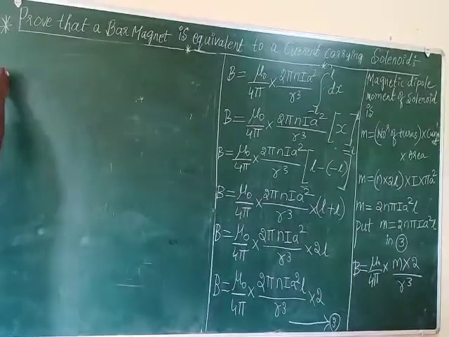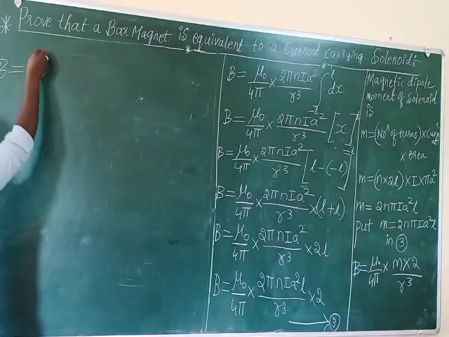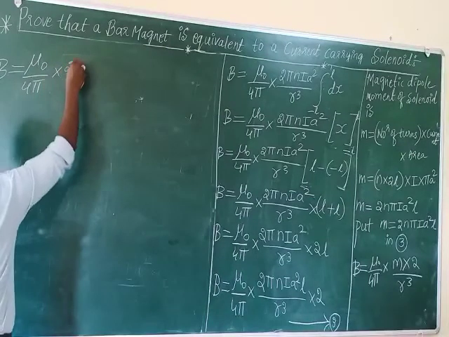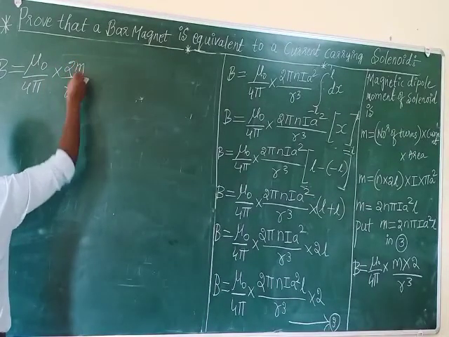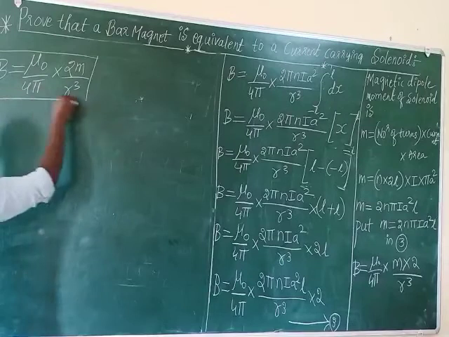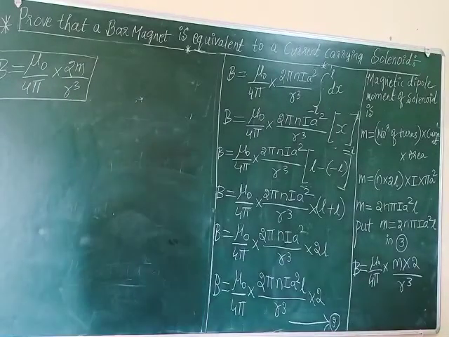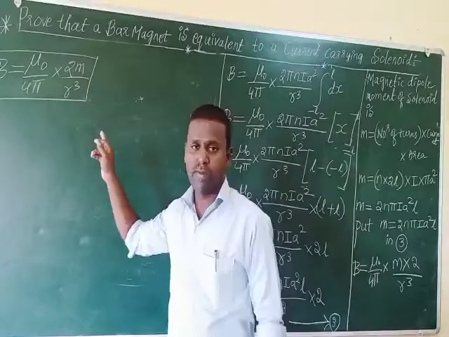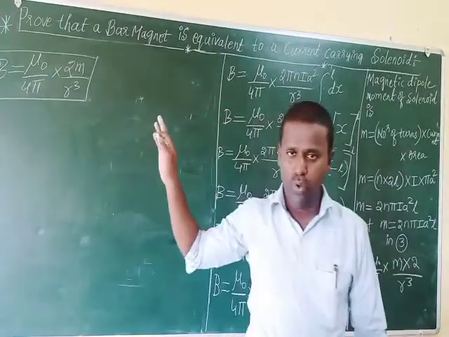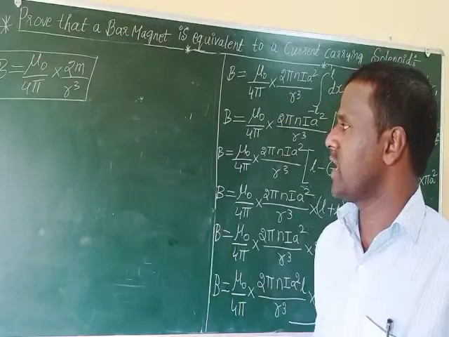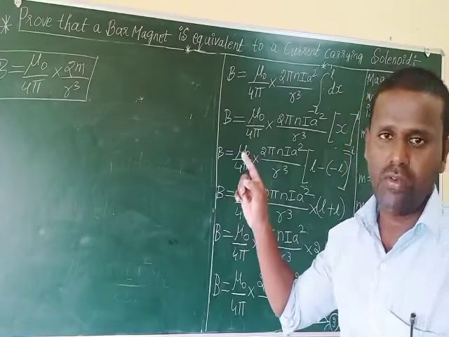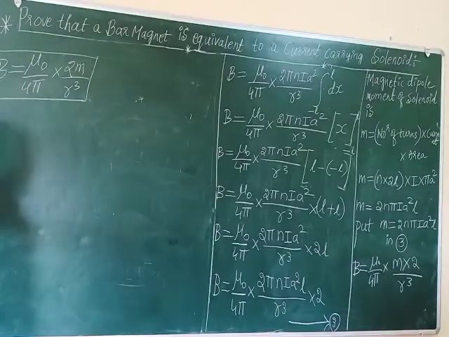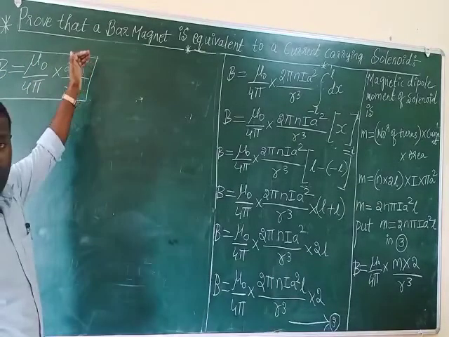B equals mu naught by 4 pi into 2m by r cube. This is the final expression you got, and this expression you already know from the last class. So this is the expression for a bar magnet. See, this expression you got from the solenoid by considering the solenoid.